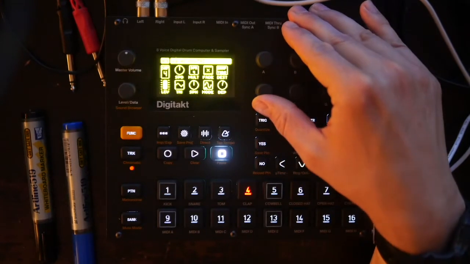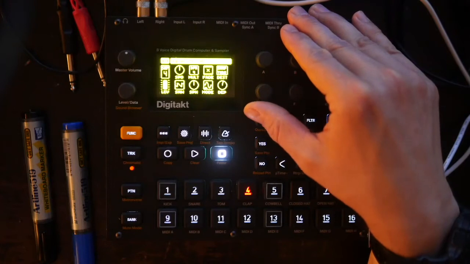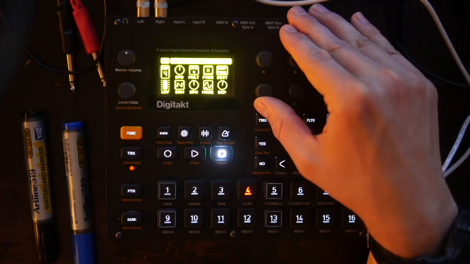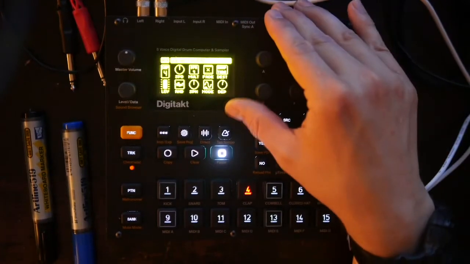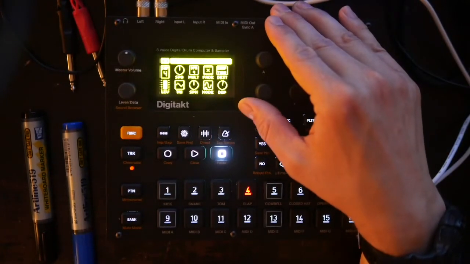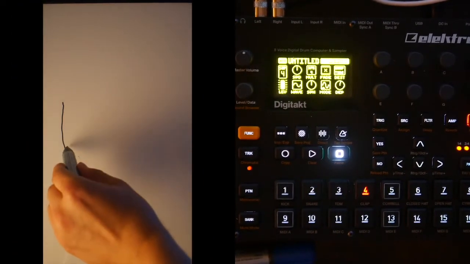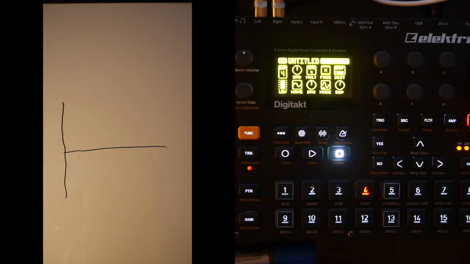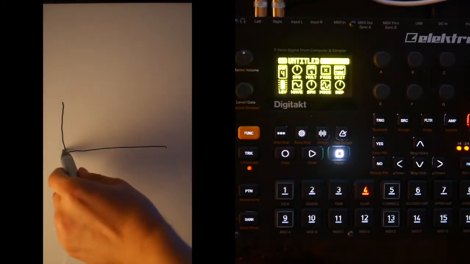So we have different waves. We have triangle, sine, square, exponential. Sorry, we have the saw also. Exponential, ramp, and random. And I'm going to start with the sine. Here's my function, the sine function.